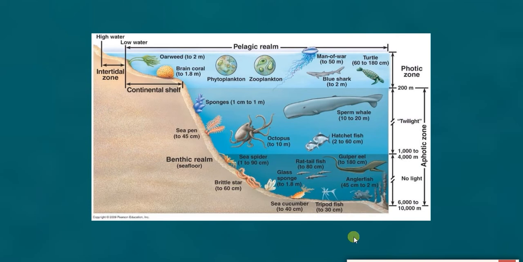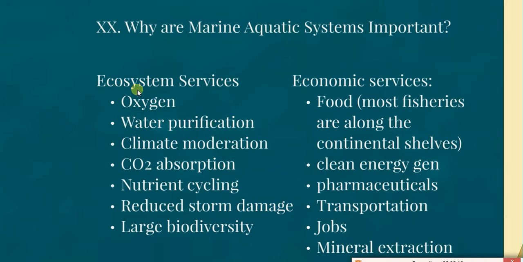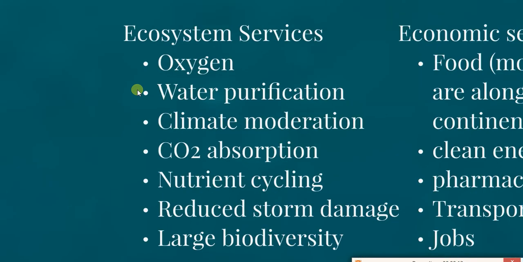All right, so why are marine aquatic systems important? Remember, separate these two. So first we have our ecosystem services. We have oxygen. So remember, aquatic systems are providing 54% of our oxygen. Water purification, that's going to happen with stuff settling to the bottom. That's going to happen with plants taking up nutrients, plants taking up even pollution. We'll talk about bioremediation later, which is a process where certain plants actually absorb certain toxins really, really well, and it helps us extract them out of the soil.